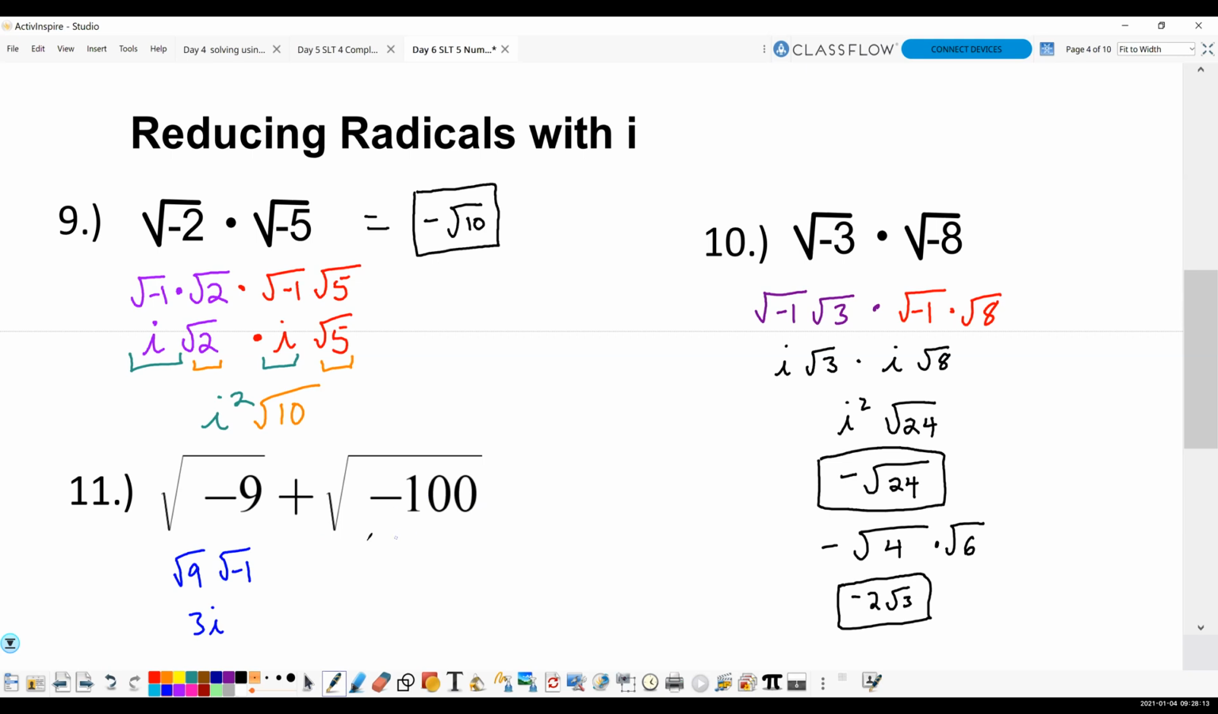Here I have the square root of negative 100. Again, I'm not going to separate it like I did in 9 and 10 because this is a perfect square. I'm going to put the perfect square number first in my scratch work. The square root of 100 is 10. And then the square root of negative 1 is I. And now we have like terms here. 3i plus 10i is 13i.